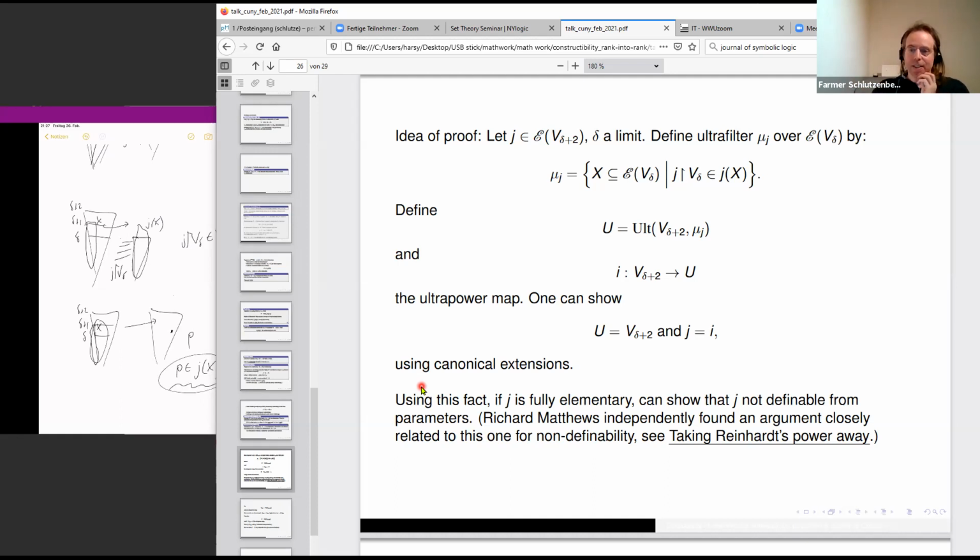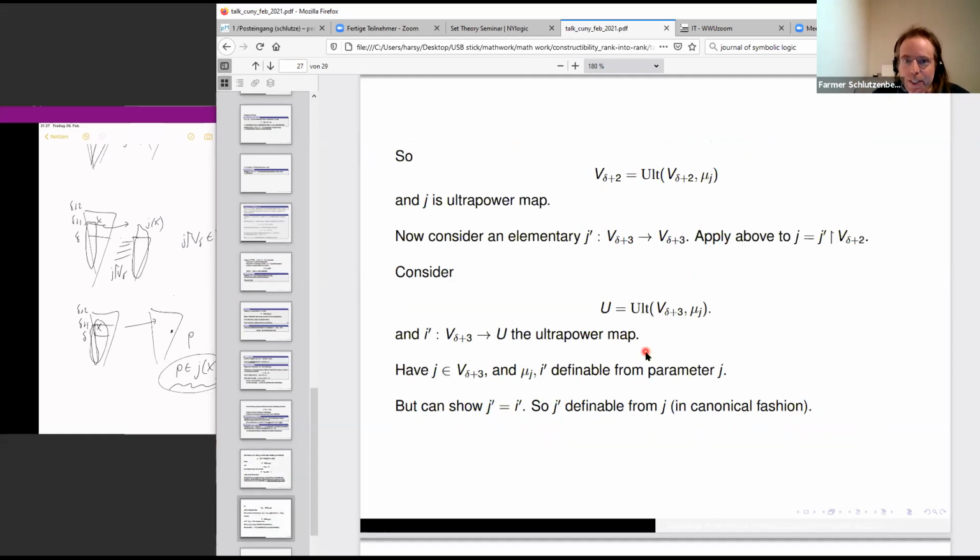Okay, so that gives us that V delta plus 2 is the ultrapower by this ultrafilter. Now we could look at an elementary embedding of V delta plus 3 into itself. We can apply the previous stuff to the restriction to V delta plus 2, and we can also form the ultrapower of V delta plus 3 by the same ultrafilter. So it's still the ultrafilter that we got from V delta plus 2 and the corresponding ultrapower map. Now we know that the V delta plus 2 part of the ultrapower gives you full V delta plus 2, so this new ultrapower contains V delta plus 2, but also has some more subsets.